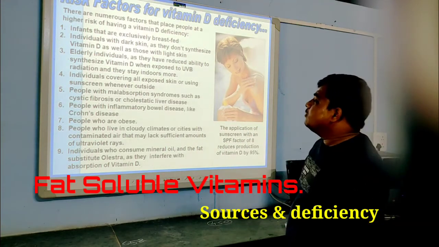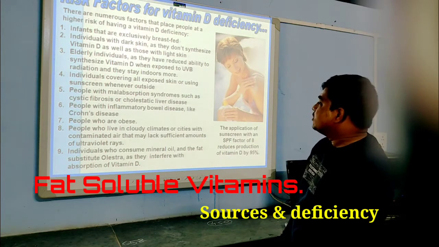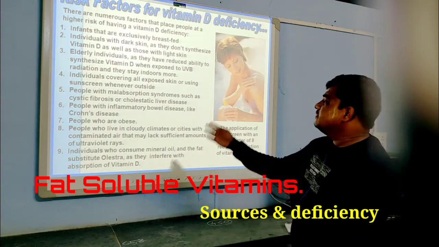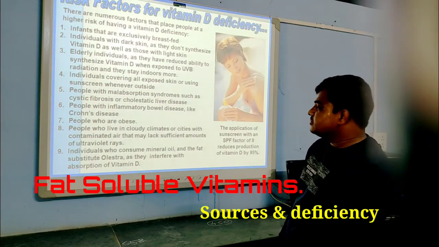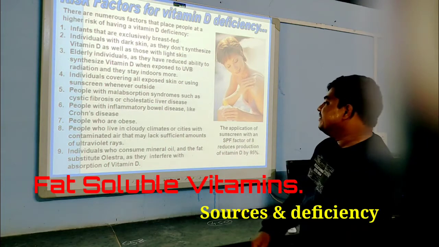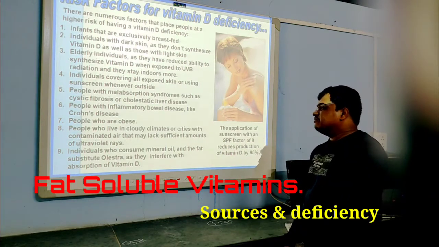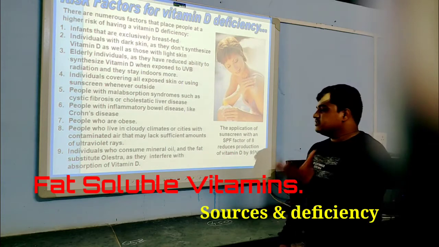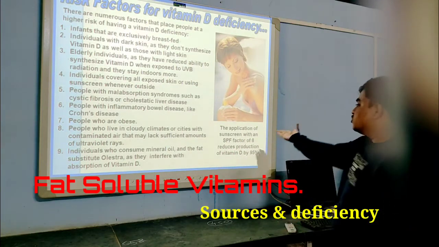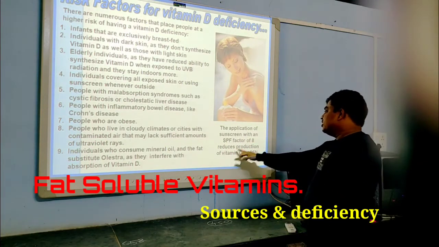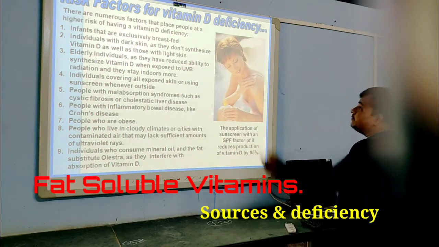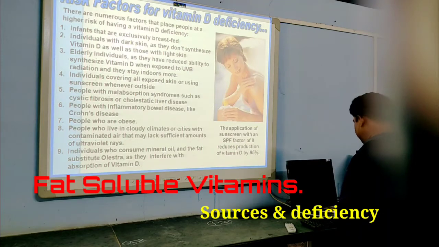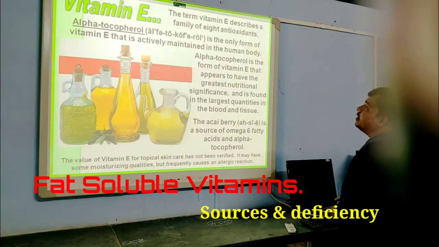Then the people with malabsorption syndromes such as cystic fibrosis or cholestatic liver disease, the people with inflammatory bowel disease like Crohn's disease, people who are obese, okay, then people who live in cloudy climates or cities with contaminated air that may lack sufficient amount of ultraviolet rays. Okay, in this way, the application of sunscreen with an SPF of 8 reduces production of vitamin D by 85%. So this is the risk factor for vitamin D deficiency.